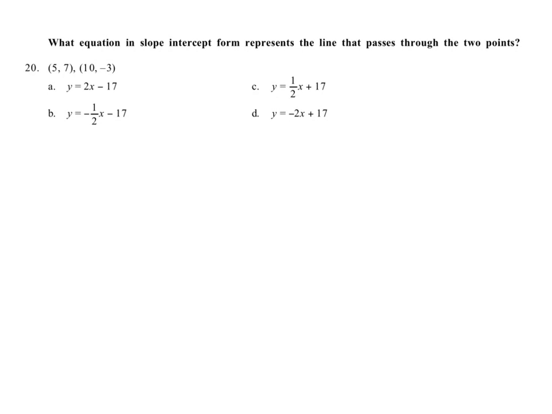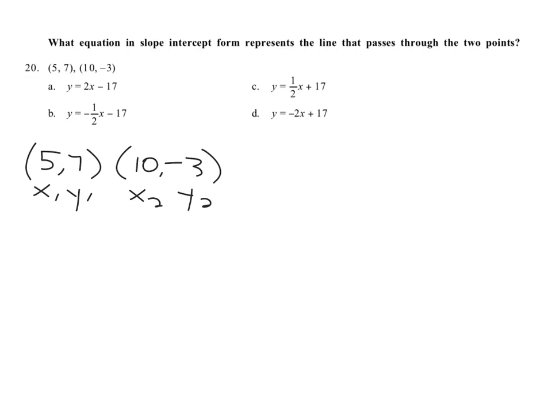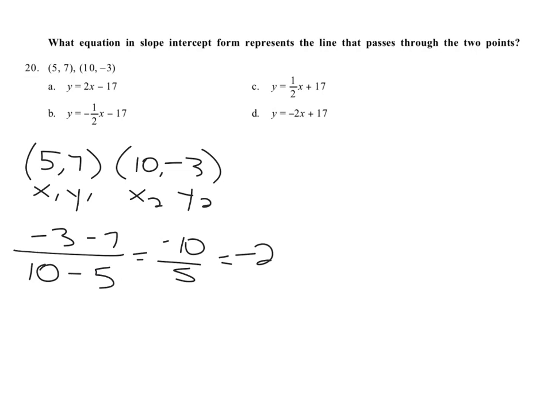All right, I'm going to spend a little bit longer time on this one just to show you what's going on here. First, we need to find the slope of the line because we have 2 points. So we say if we have 2 points at (5, 7) and (10, -3), we really have an x1, y1 and an x2, y2. So we can then say y2, -3, minus y1, 7, over x2, 10, minus x1, 5, and we get -10 over 5, or -2.